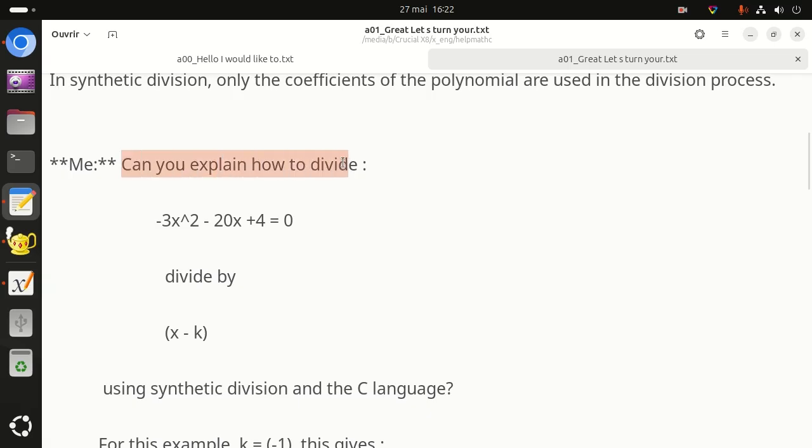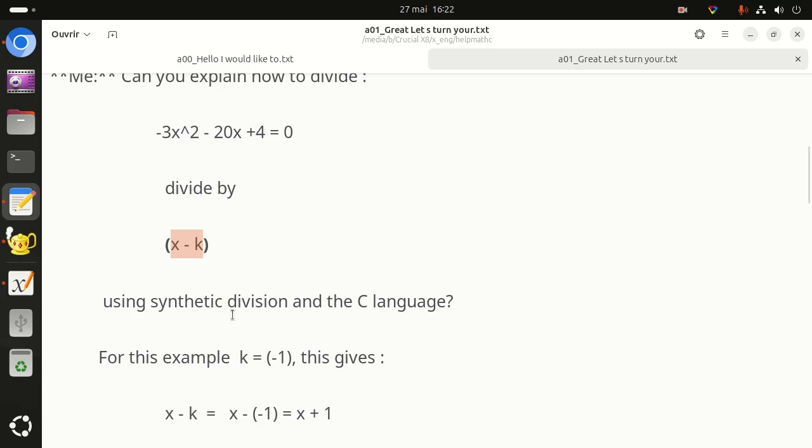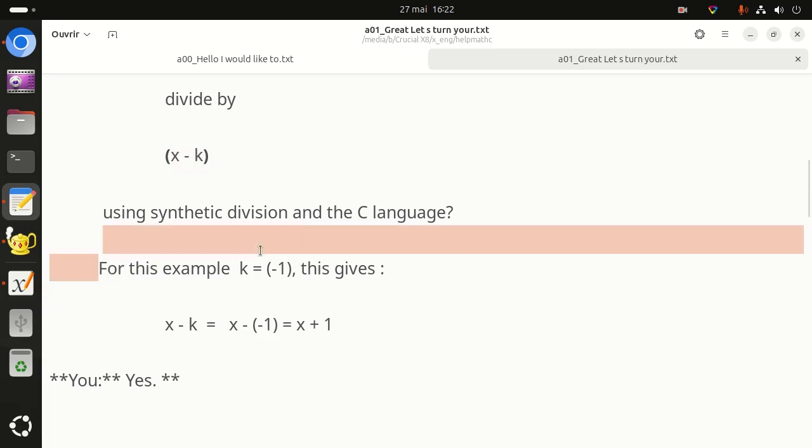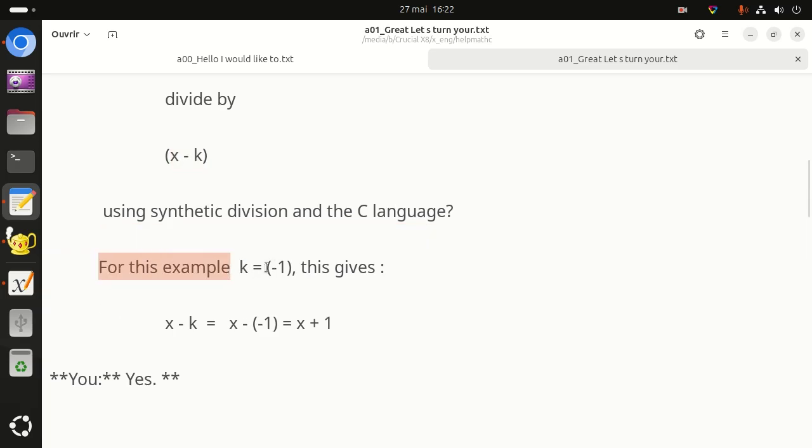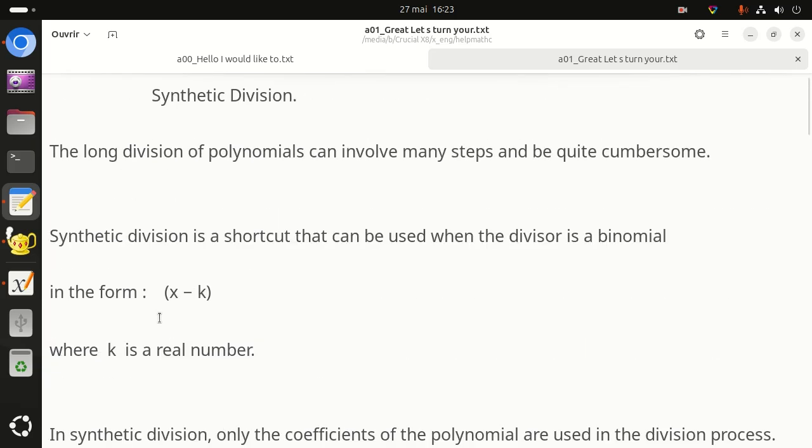Can you explain how to divide minus 3x power 2 minus 20x plus 4 by x minus k using the synthetic division and the C language? For this example, I write k equal minus 1. This gives x minus k, x minus minus 1, x plus 1. Yes, I try to explain this, the synthetic division.